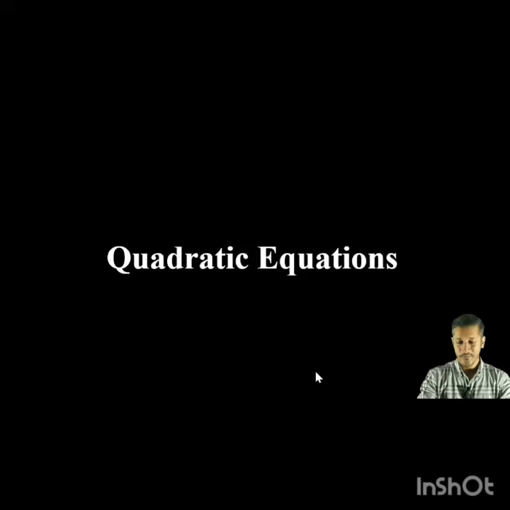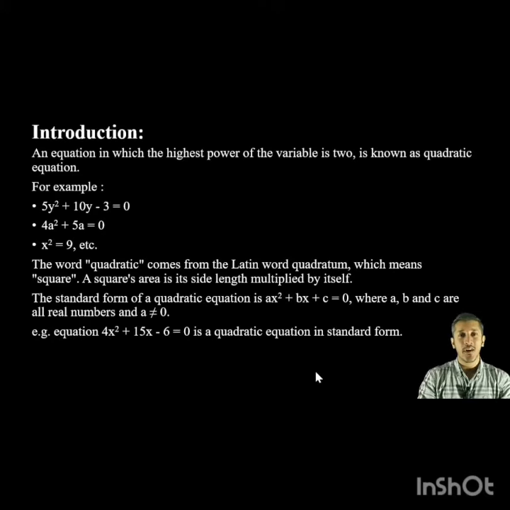Now, a quadratic equation is an equation in which the highest power of the variable is 2. The highest power of the variable should be 2, and such equations are called quadratic equations. For example, 5y square plus 10y minus 3 equal to 0 is a quadratic equation. 4a square plus 5a equal to 0 is a quadratic equation. x square equal to 9 is a quadratic equation, etc. All these are examples of quadratic equations.